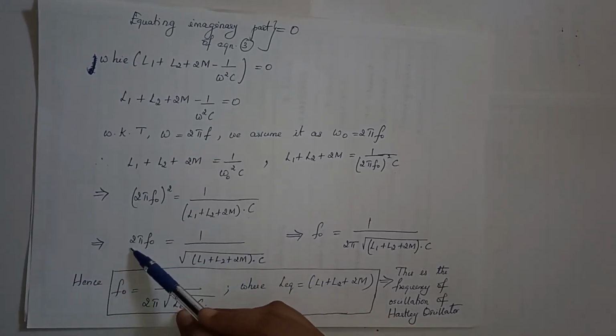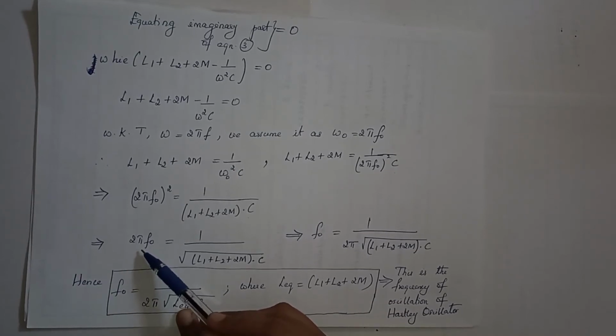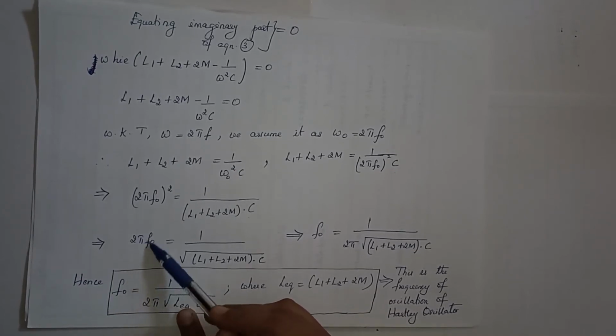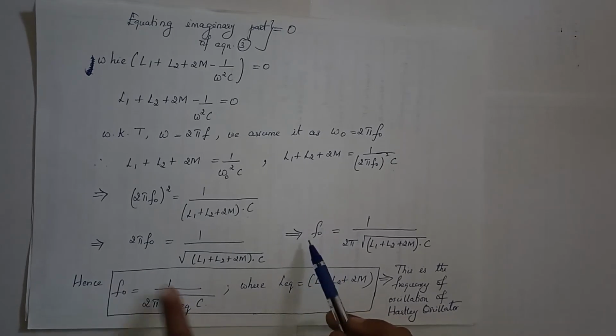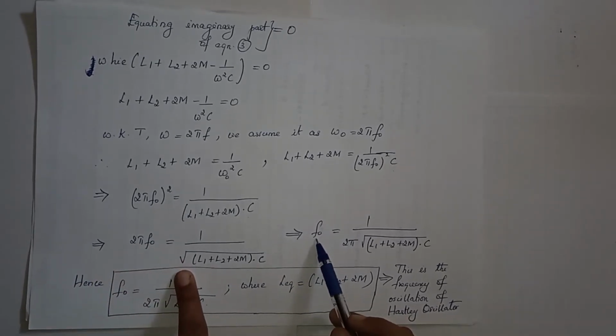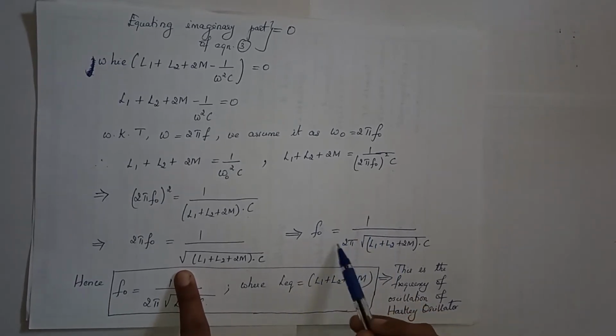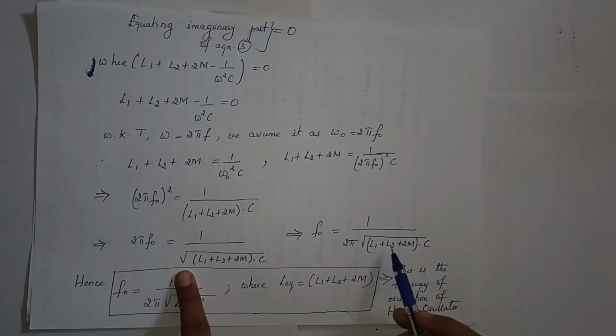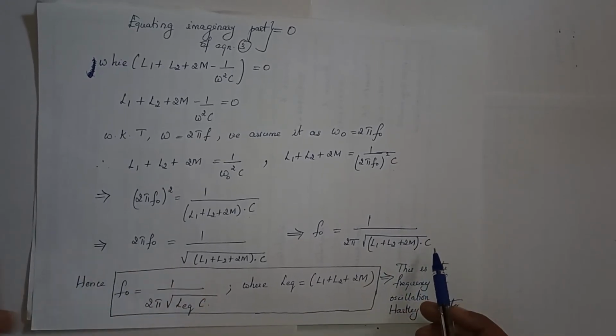So you have this extra term of 2 pi. So if you want to find the frequency of oscillation, you just bring this 2 pi to your right hand side. So if I bring this term to my right hand side, I'll be getting the final answer of frequency of oscillation. So I can write the frequency of oscillation as 1 by 2 pi into root of (L1 plus L2 plus 2M) into C.